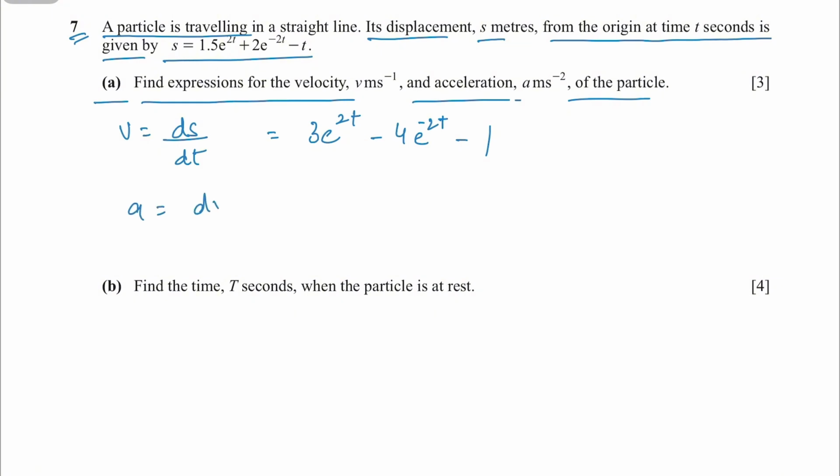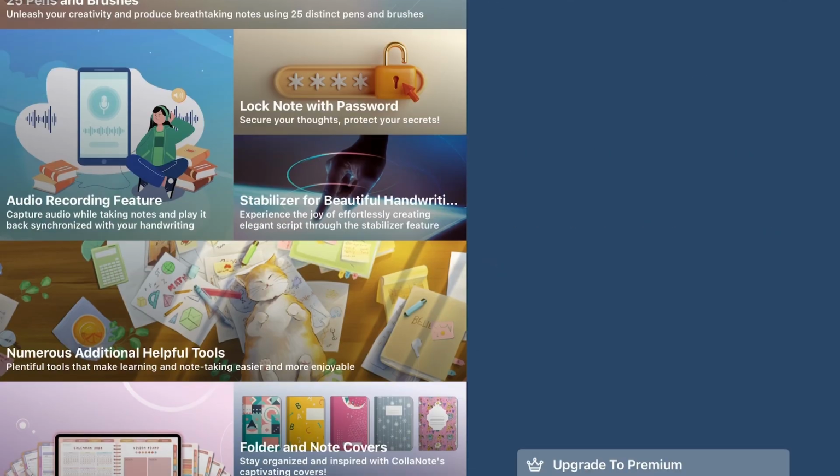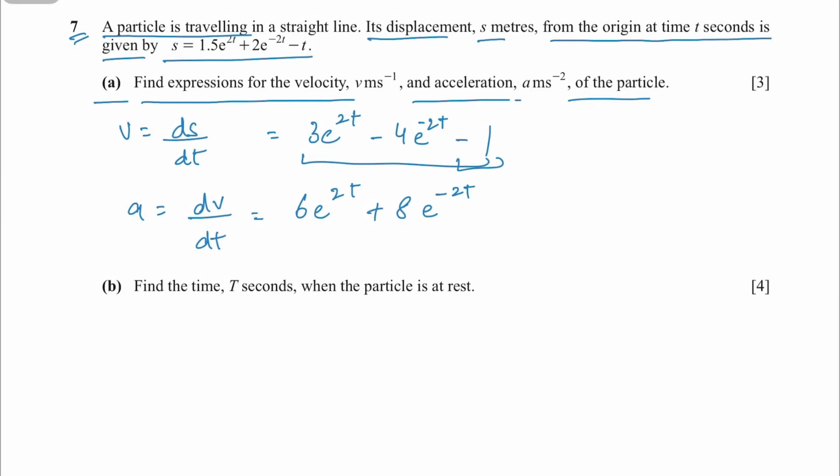To calculate acceleration, we have to differentiate velocity. We'll be differentiating this function. So this 2 would be multiplied, we'll be getting 6 e power 2t plus minus 2 would be multiplied by minus 4, so this would be 8 e power minus 2t, and this negative 1 would be 0, so this is our final answer.